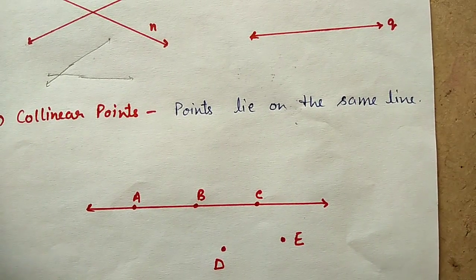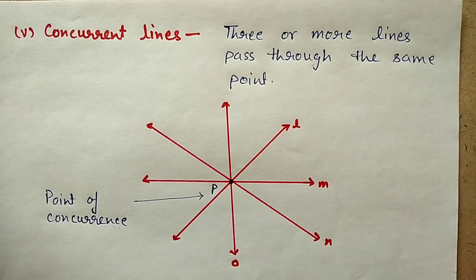So these 3 points are non-collinear points. Next is concurrent lines. If two lines cut each other, then we use the word intersect. Two lines are intersecting each other.